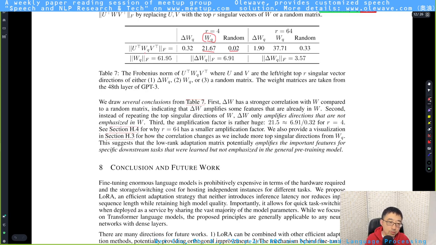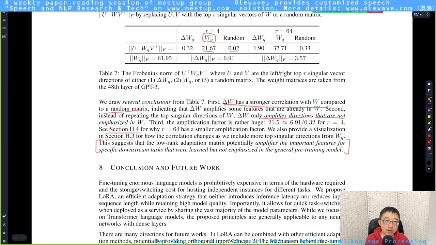okay, let me read this because I didn't fully understand this. I'm still trying to comprehend this. This suggests that the low rank adaptation matrix potentially amplifies the important features for specific downstream tasks that were learned but not emphasized in the general pre-trained model. Okay, this is their conclusion. This is the first conclusion, like I just mentioned. Second is that they only amplify the directions that are not emphasized in W.